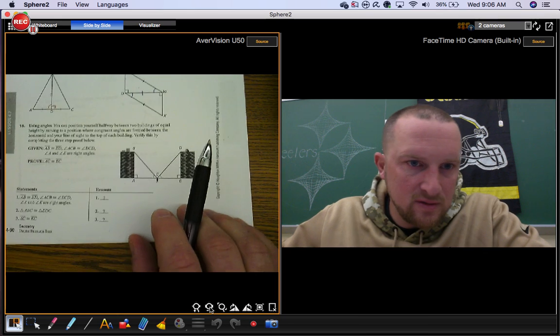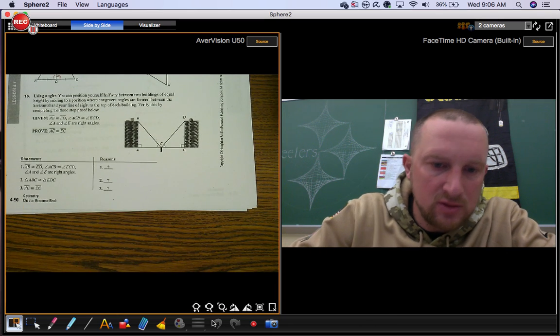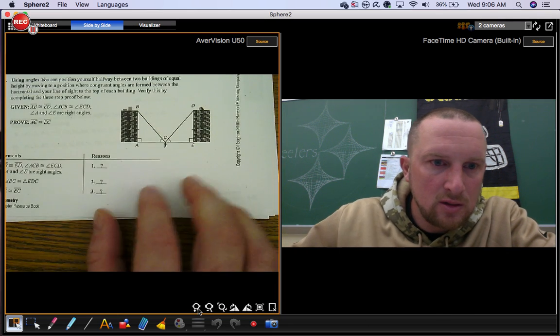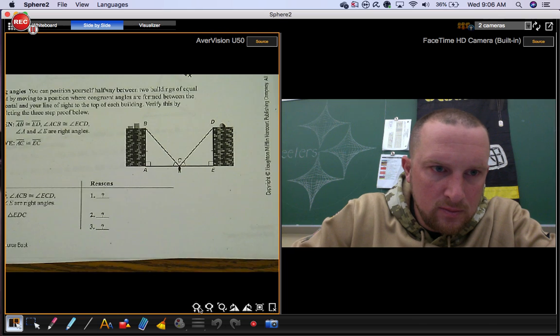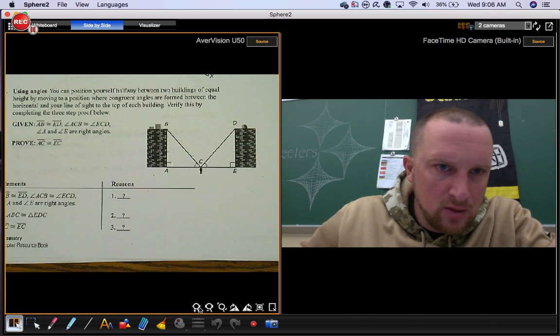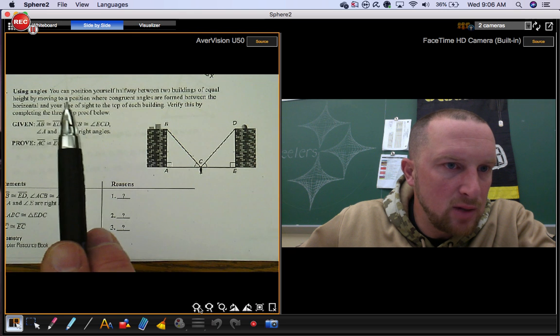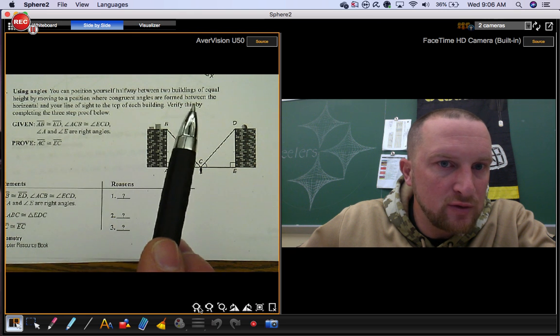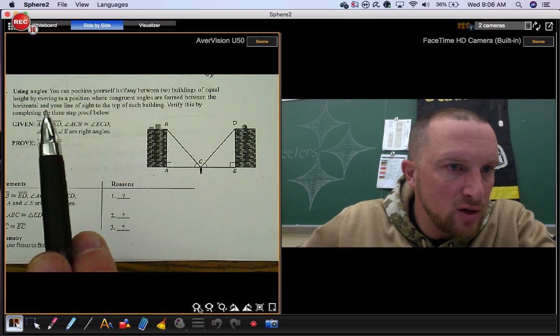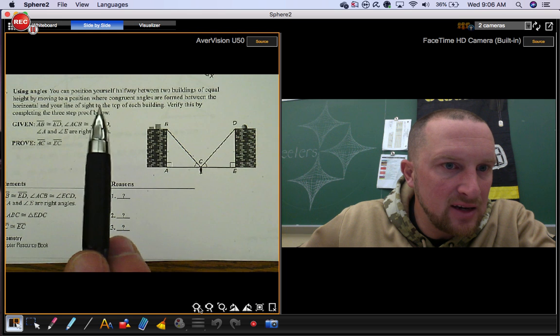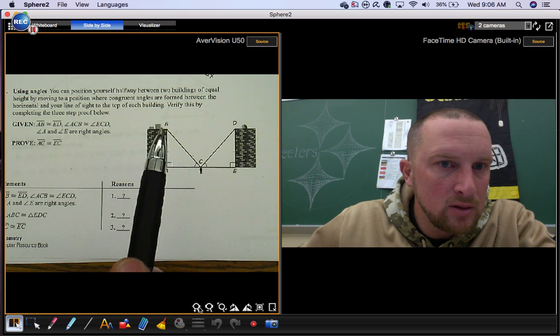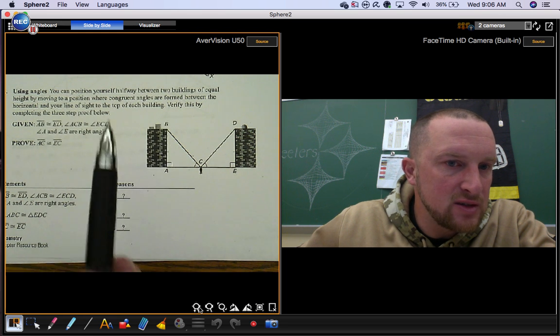Okay, we'll do one more on this video. Better zoom in here so you can see this a little better. Okay, so you're going to position yourself halfway between two buildings of equal height by moving to a position where the congruent angles are formed between the horizontal and your line of sight to the top of each building. Verify this by completing the 3-step proof below.